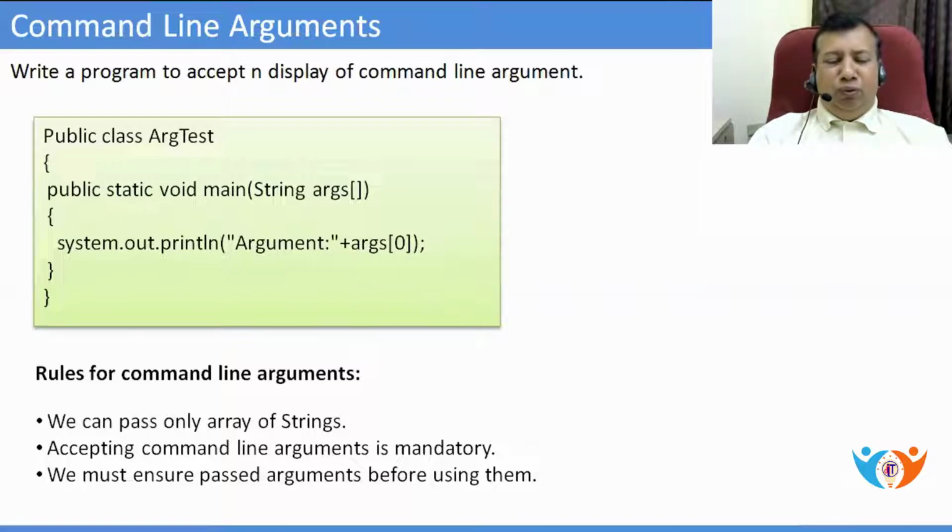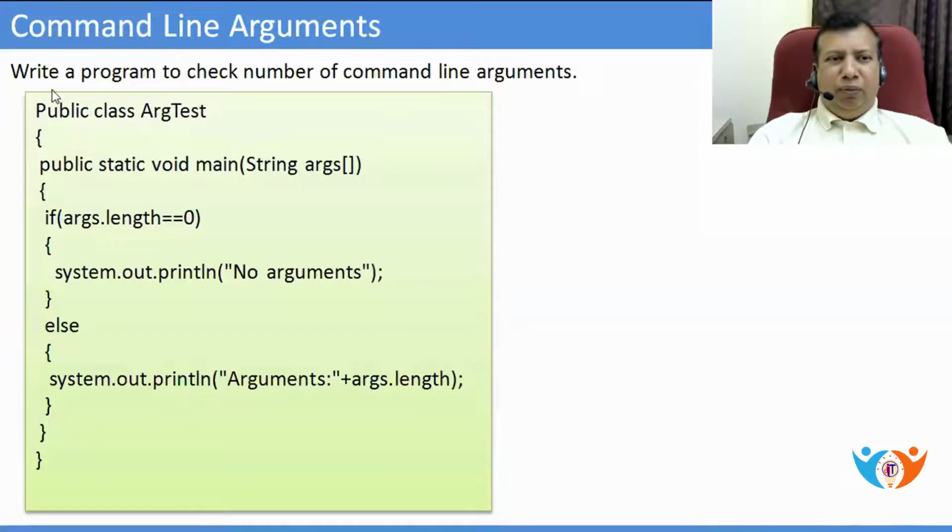So I am going to give you one more program to check how to check the number of arguments passed. Okay, now this is the program. Write a program to check the number of command line arguments. How many arguments are passed? It is the same program I am modifying. public static void main(String[] args), and here you can see what I am doing: args.length is equal to 0.